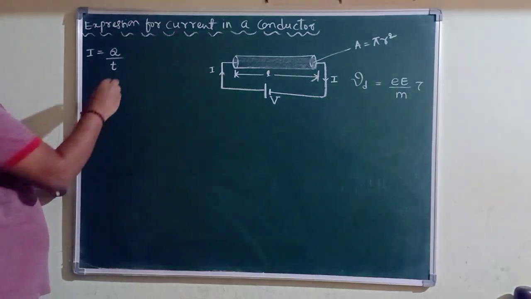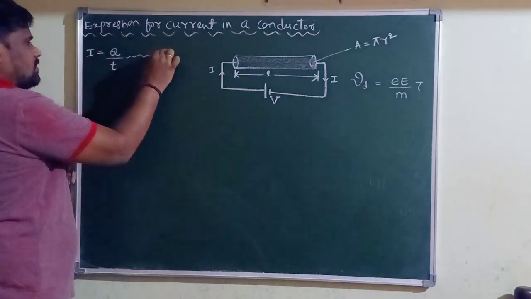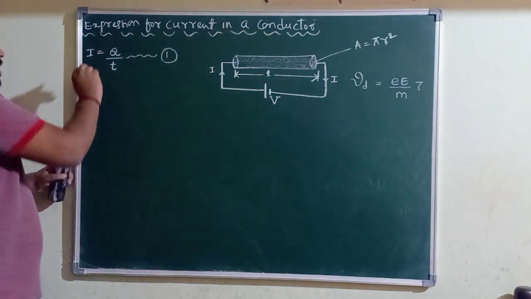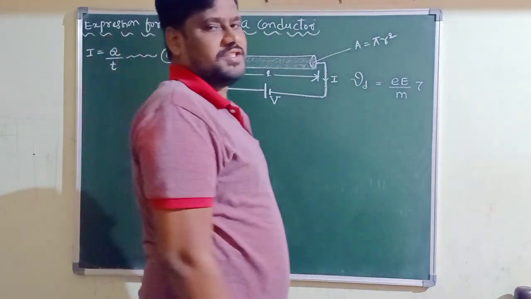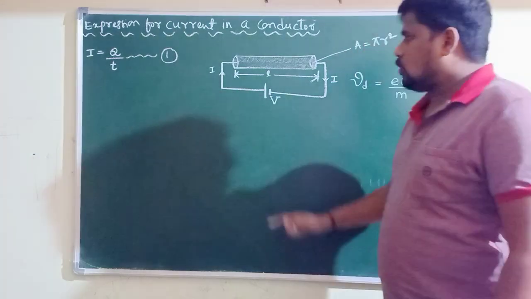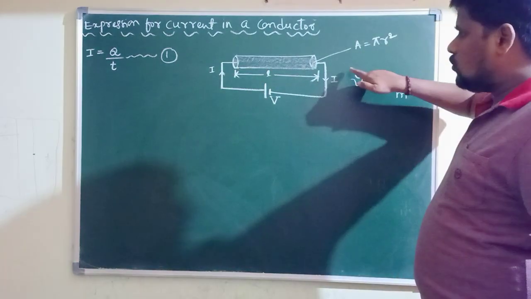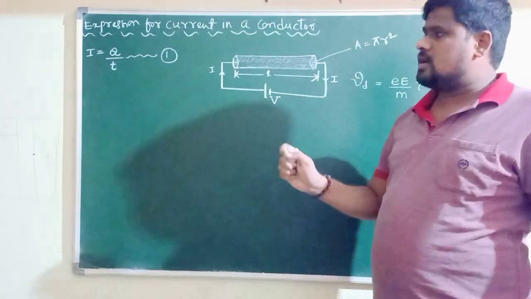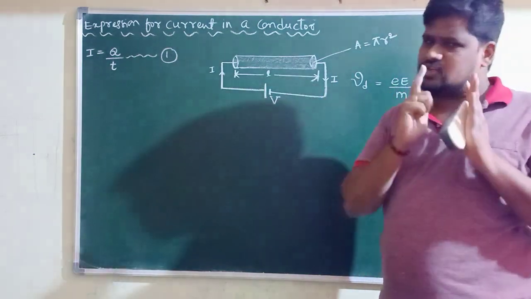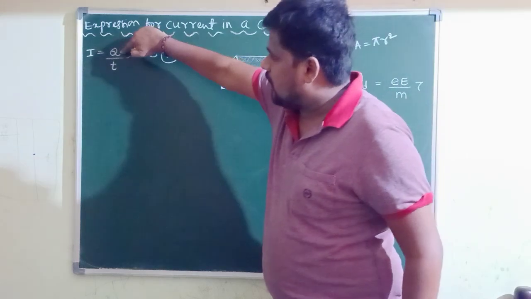So our calculation is very simple here. Let us begin with equation number 1. In order to calculate current in a conductor, the first step is to calculate the total charge which is flowing across the conductor. In the first step, find out the value of the total charge that flows in the conductor.